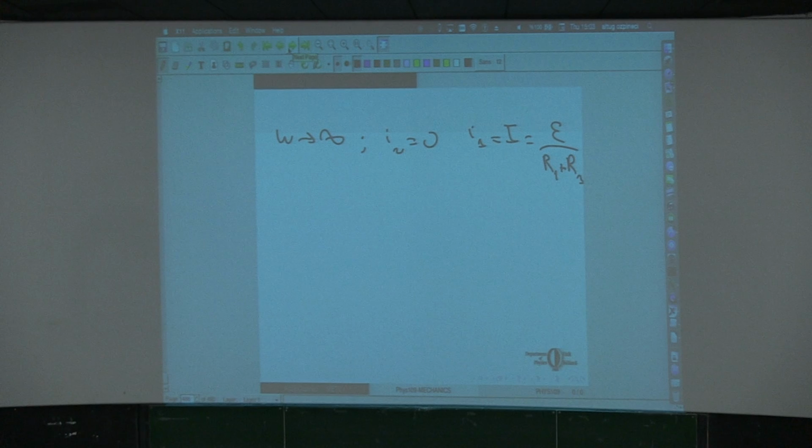Well, you see, if omega is huge, that is the direction of the current is changing very fast. But if the direction of the current is changing very fast, the capacitor doesn't have enough time to be charged. So the charge in the capacitor will be negligible at all times. So if there's no charge in the capacitor, there's no potential difference across the terminals of the capacitor.